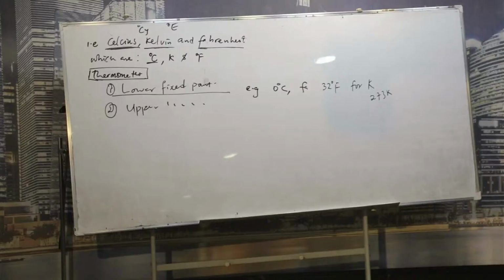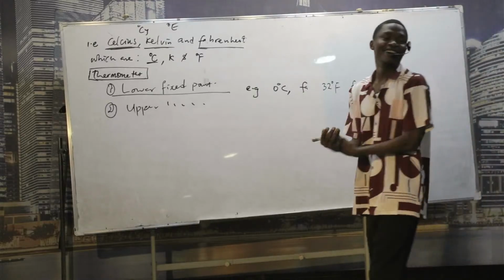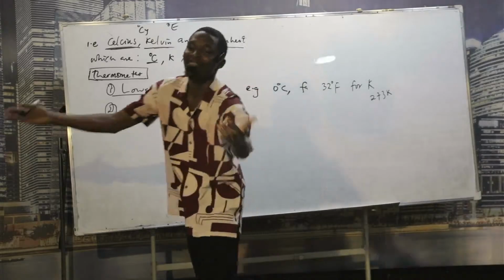Steam. What is steam in Igbo? Uzu. What of smoke? Anwuru. Okay, then steam is uzu. Abi? Uzu.